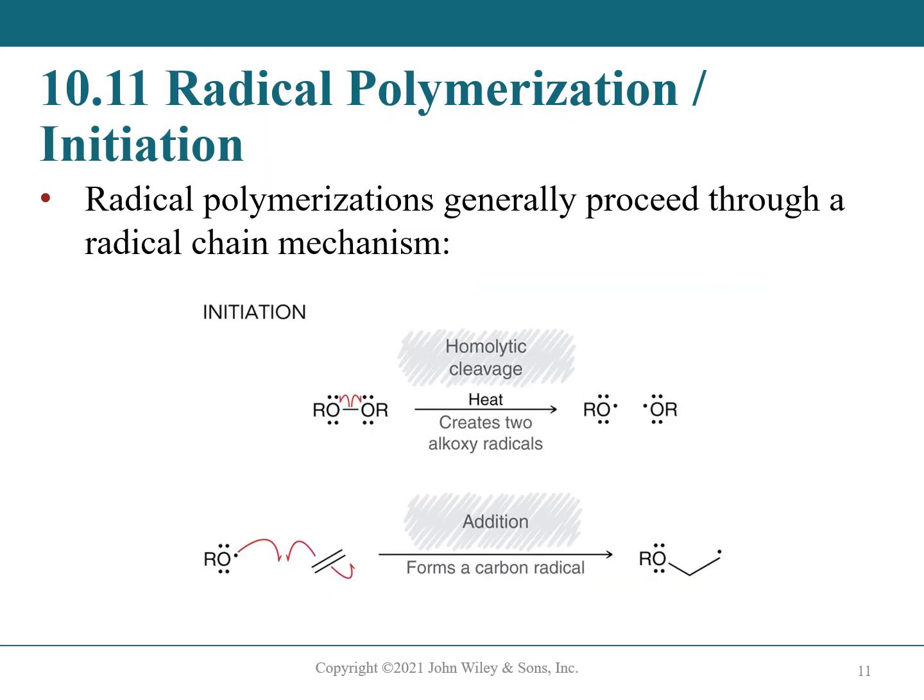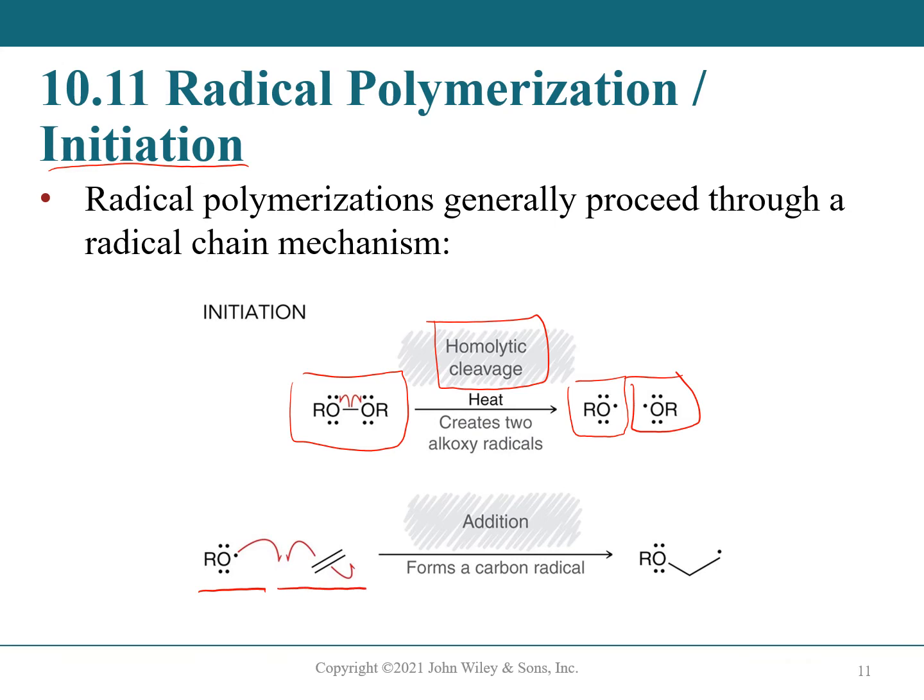So these steps should look very similar to all the previous ones that we've worked through. We have our initiation step, again, where we have a homolytic cleavage of the peroxide generating two peroxy radicals or alkoxy radicals. That alkoxy radical then performs an addition reaction with the alkene, forming this new carbon-oxygen bond and the radical.